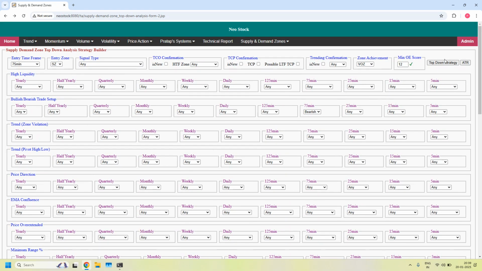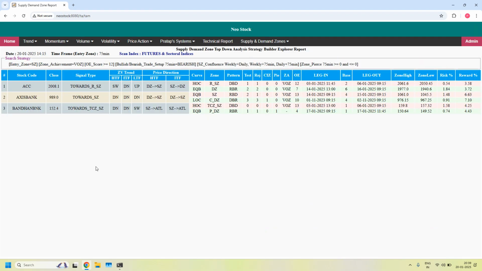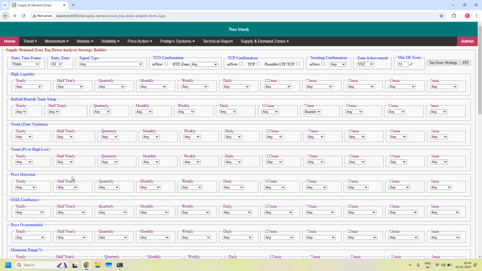With all the 3 filters, LTF, ITF, HTF supply zone confluence, we got 3 stocks. In all these 3 stocks, these 75 minute supply zones are part of the daily supply zone. Both together again part of the weekly supply zone. And weekly trend is down in second and third stocks. In these 2 stocks, if the weekly supply zone is having weekly EMA confluence, they are even more high probability trade setup supported stocks. Let us verify.